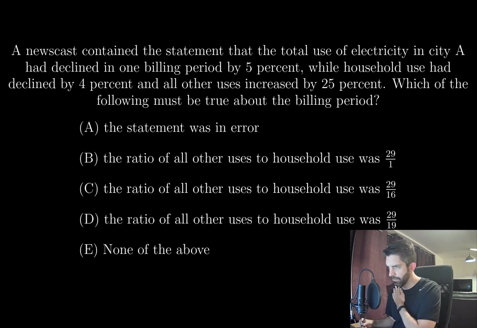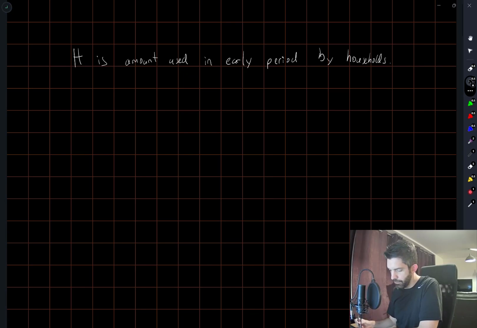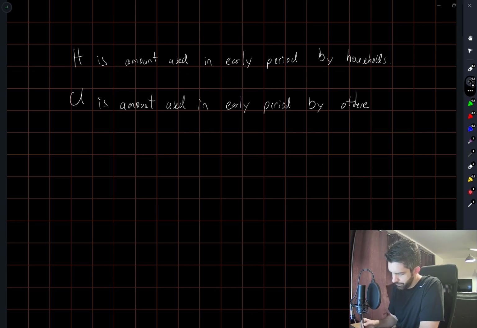So I suppose there are 4 variables, right? Well, no. We can do this with only 2 variables. There's 2 billing periods here, the first billing period and then the second billing period, which we're told how it changes in terms of the first. So H will be the amount used by households in the first billing period. I need another letter here. U. So U will be the electricity, which is everything other than households. So the total usage in period 1 is H plus U.